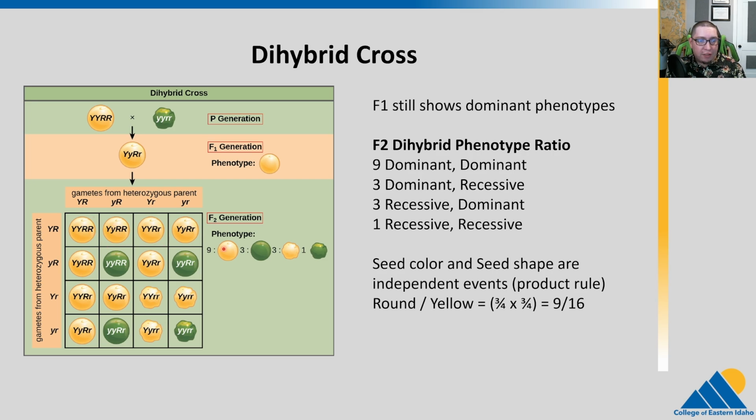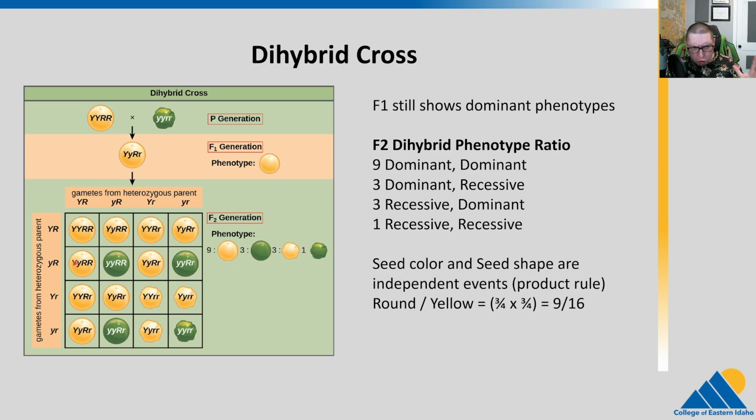There's a 9 in 16 chance of being this. There's a 3 in 16 chance of being that, 3 in 16 chance of being that, and a 1 in 16 chance of being that. What I want you to take from this is the F2 dihybrid phenotype ratio, which is 9 dominant to 3 dominant recessive to 3 recessive dominant, that's reciprocal, to 1 recessive. Regardless of what the trait is, it always shows up this way. So you can see that pattern here.